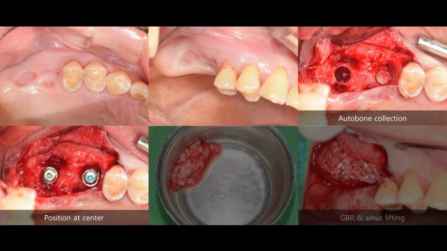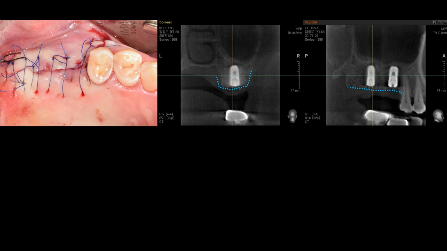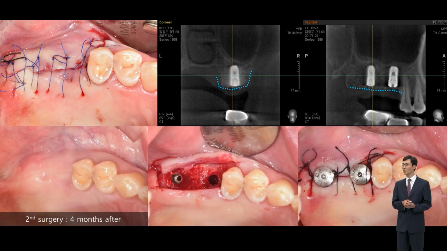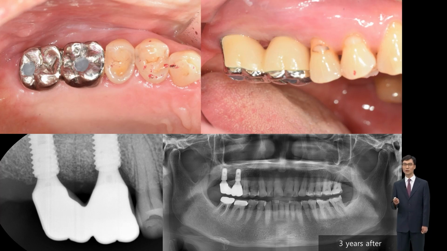Autogenous bone was collected with a trephine burr and the position was marked. TS implant was placed and GBR was done with the collected autogenous bone. They are submerged. On CT, buccolingual mesodistal residual alveolar bone looks much better. Treatment was completed. For the second surgery, internal type has the big advantage of making the second surgery very simple. Healing abutment is connected and the final prosthesis is connected. 3 years later, panorama, marginal bone is stably maintained, as you can see here.